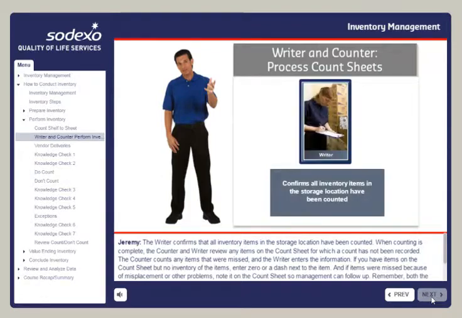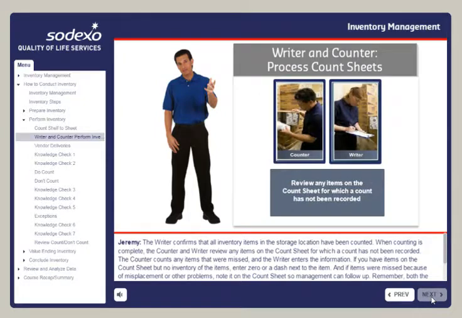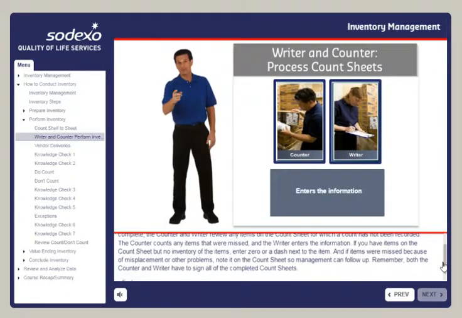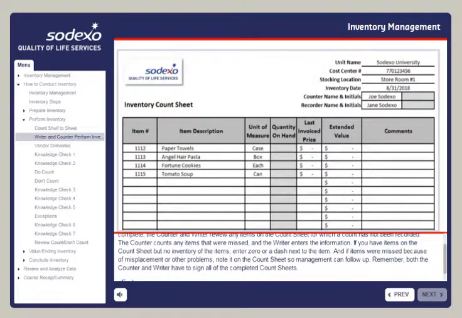The writer confirms that all inventory items in the storage location have been counted. When counting is complete, the counter and writer review any items on the count sheet for which a count has not been recorded. The counter counts any items that were missed, and the writer enters the information. If you have items on the count sheet but no inventory of the items, enter 0 or a dash next to the item. And if items were missed because of misplacement or other problems, note it on the count sheet so management can follow up. Remember, both the counter and writer have to sign all of the completed count sheets.